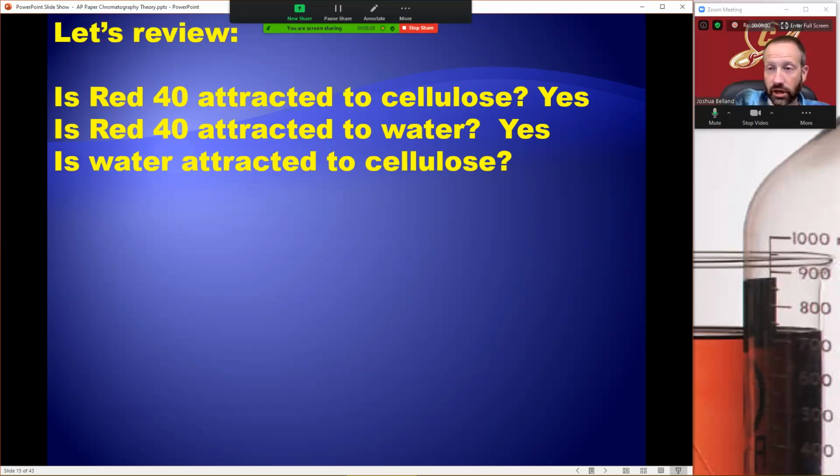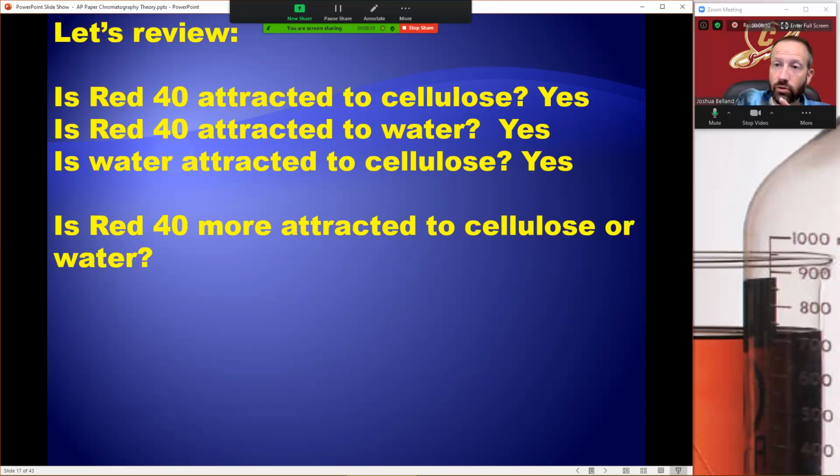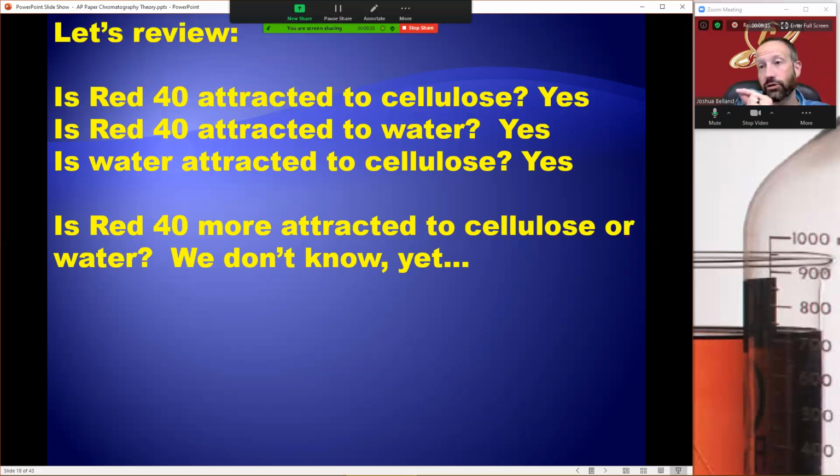Is water attracted to the cellulose? Have you ever gotten a sheet of paper wet? Yeah, because it gets wet, right? It does, okay. So yes, it's attracted. Is red 40 more attracted to the cellulose or the water? Now, what's your guess? Okay, because actually, we don't know yet. That's what we're going to be finding out. That's the point of paper chromatography, or all chromatography in general, is to determine relative amounts of, does it bond better with the stationary phase or does it bond better with the movable phase?